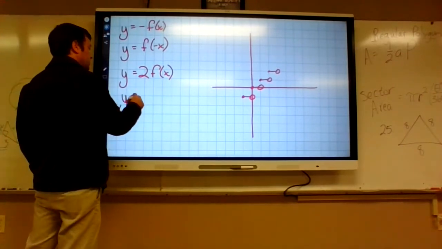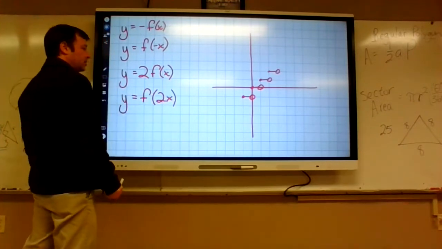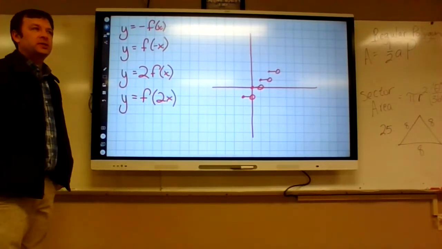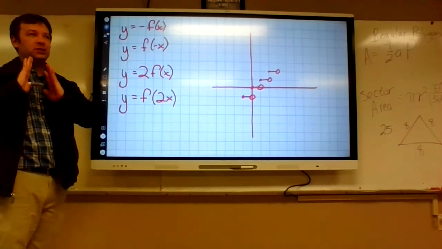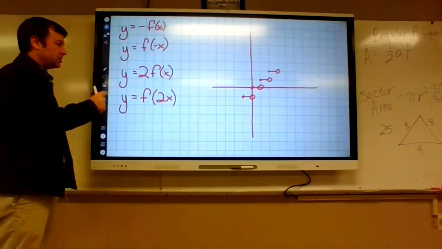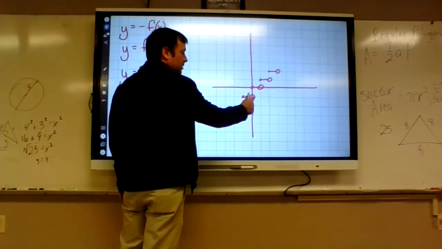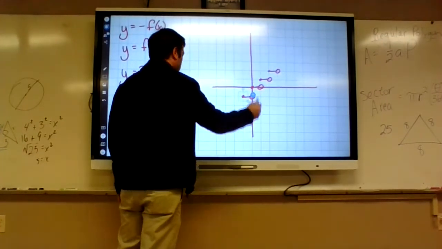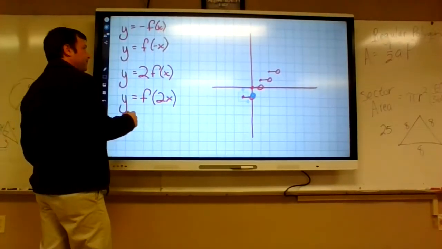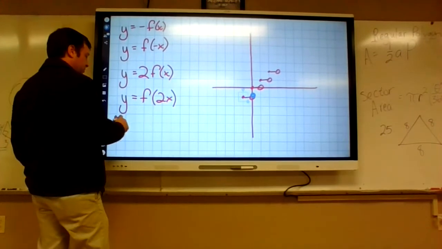If you put the 2 on the x, it makes it longer, doesn't it? No, shorter. Everything happens twice as fast, so it's a horizontal compression. You get squished. So it's going to scoot in closer to 0. Scoot in, scoot in, scoot in. What else do we do? Well, there's the plus and minus stuff.